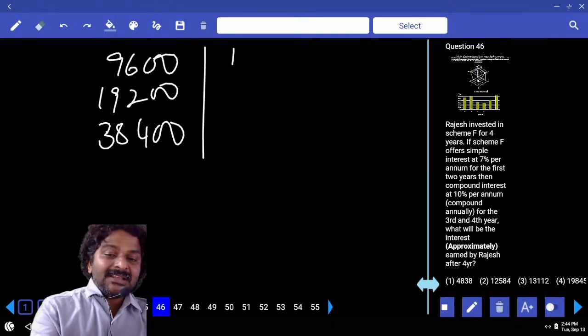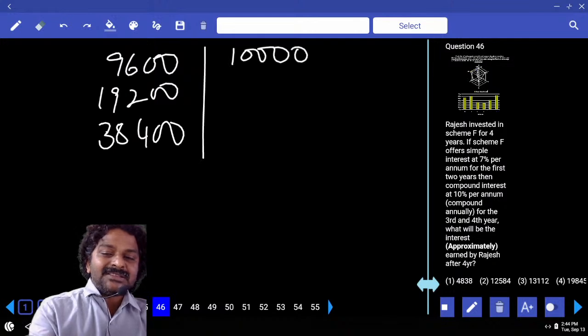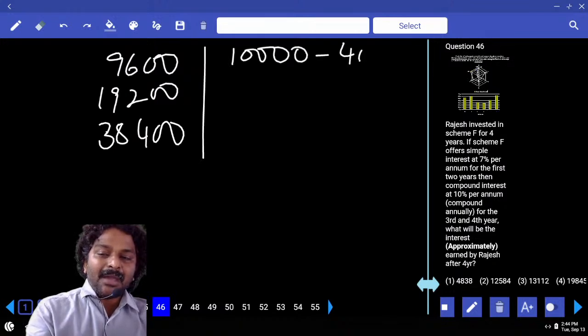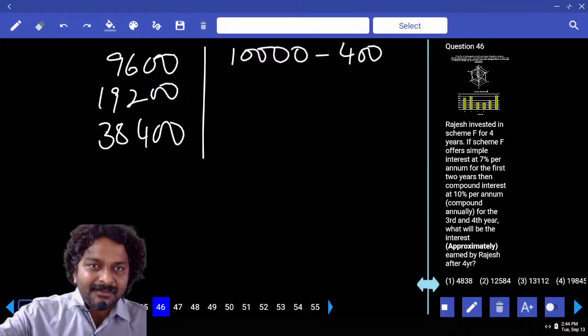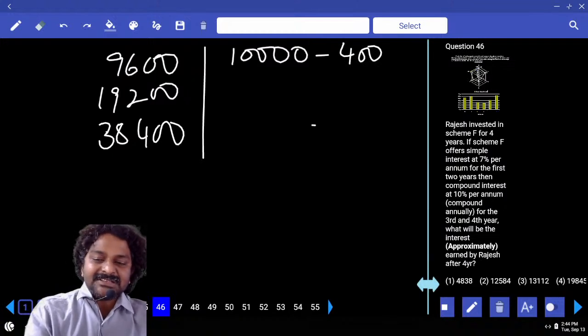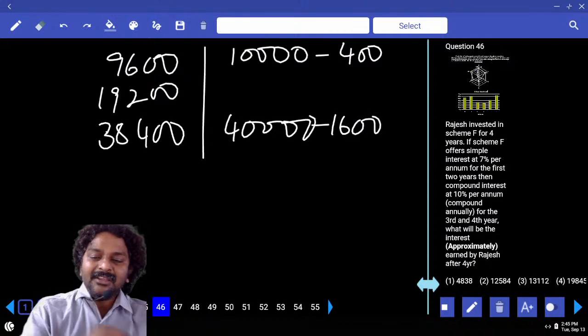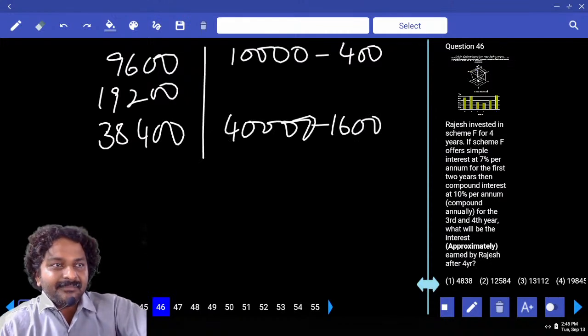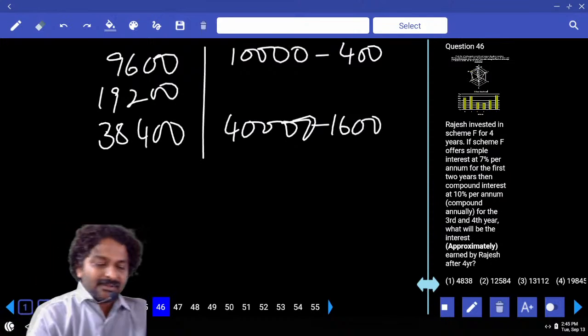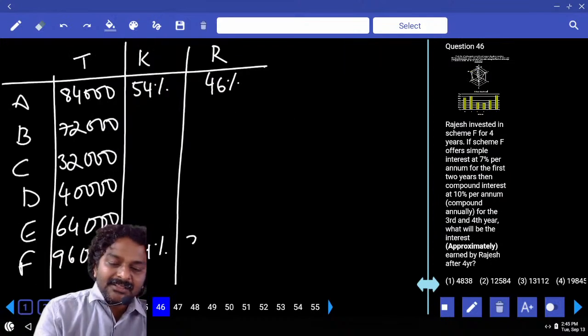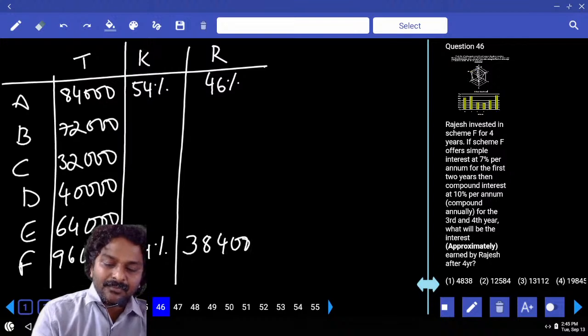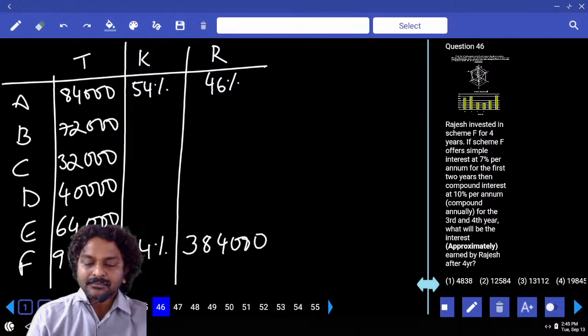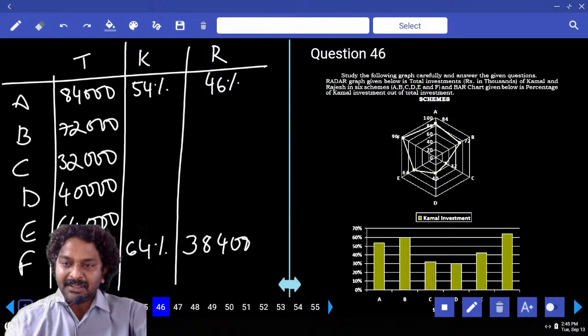The other way is, I'll treat this number as 10,000 minus 400. Is that okay? 4 times, in the sense, 1,600 less than 40,000, which is 38,400. Yes, that's how I usually calculate. 38,400. Right. Now, what happened here?